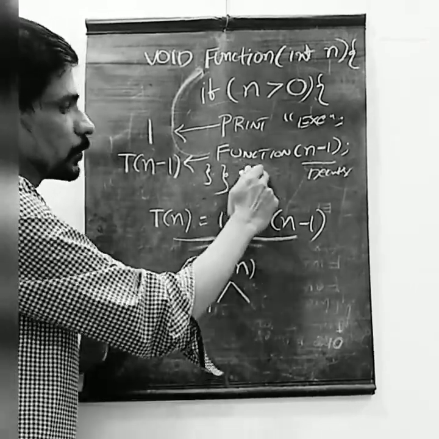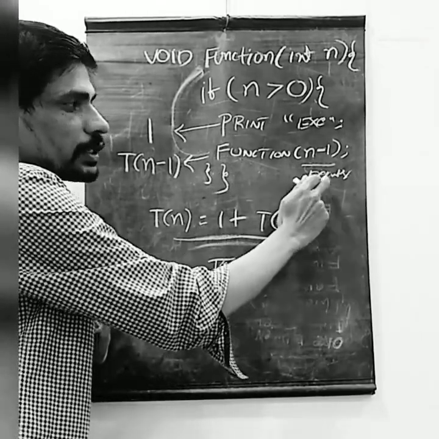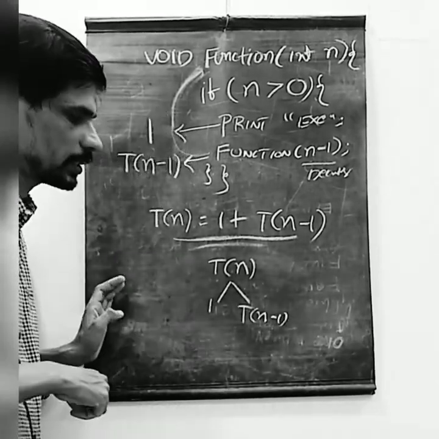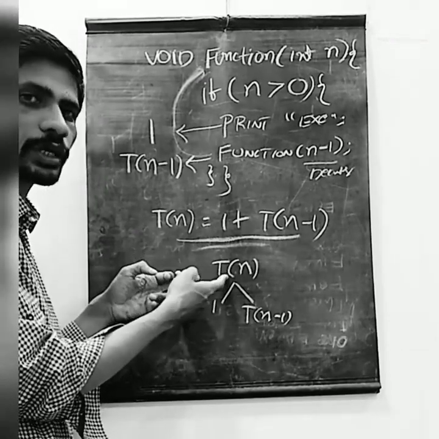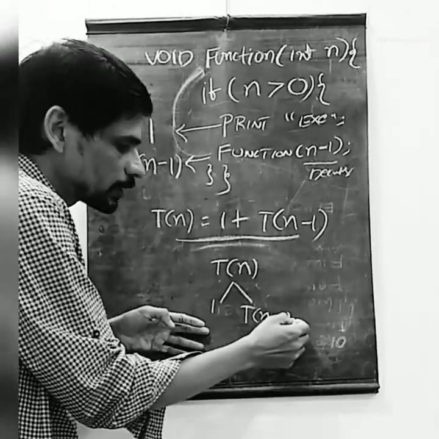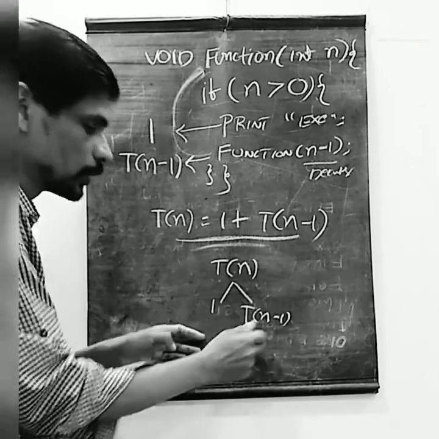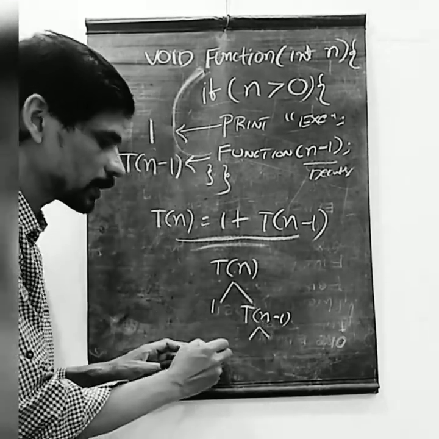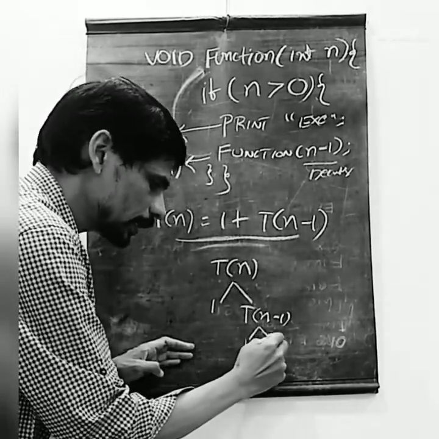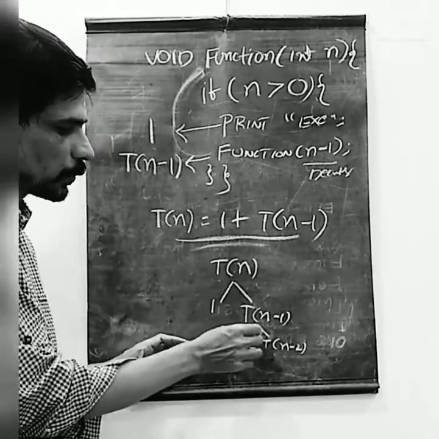After that, what exactly are we doing? Again I am calling this function itself, but with a decreasing value, t of n minus 1, right? So first time I called, I passed n, then it will print the statement. Again the same function will be called with n minus 1. So again t of n minus 1, again this statement will print 1 time, and this will become t of n minus 2, right?